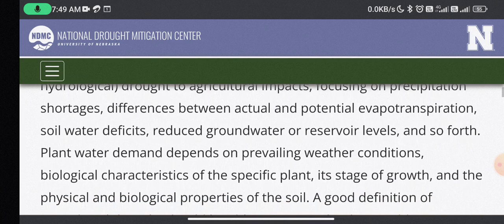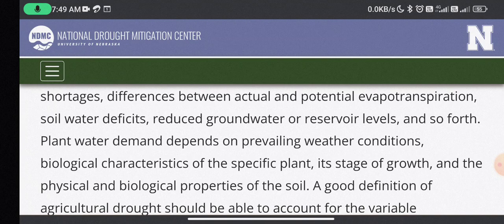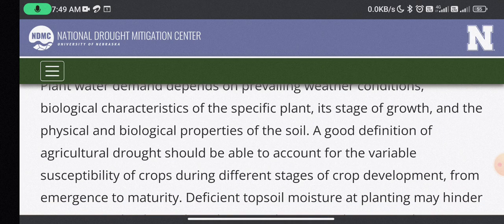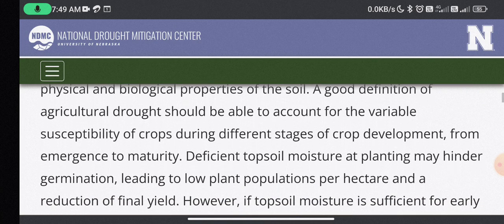Plant water demand depends on prevailing weather conditions, biological characteristics of the specific plant, its stage of growth, and the physical and biological properties of the soil. A good definition of agricultural drought should be able to account for the variable susceptibility of crops during different stages of crop development, from emergence to maturity.